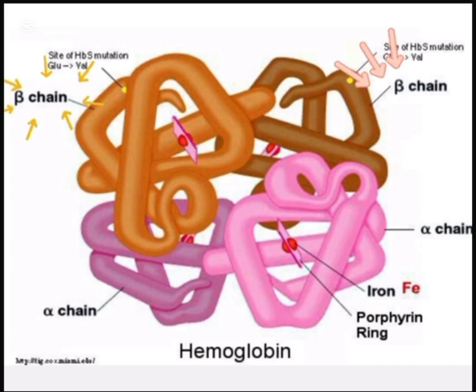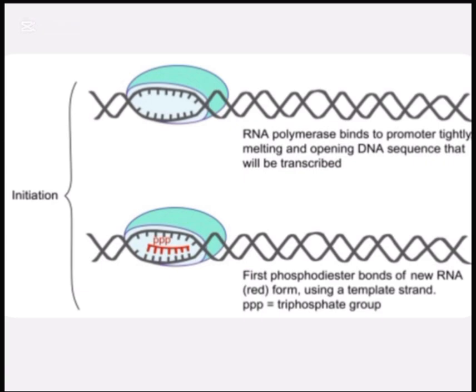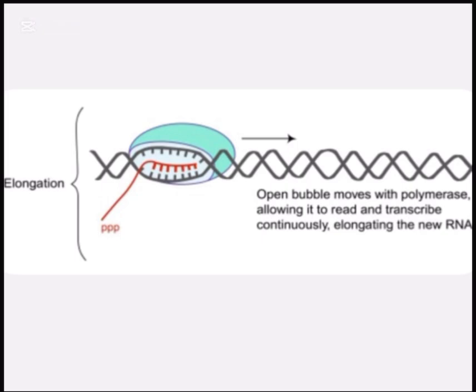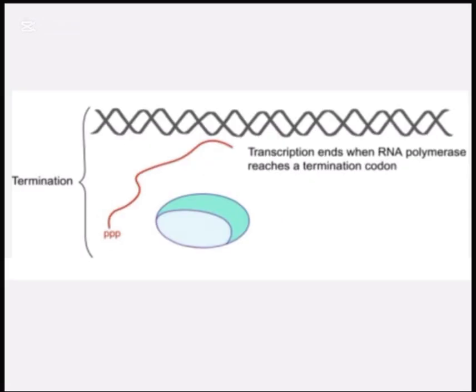Furthermore, during the initiation phase of transcription, RNA polymerase binds to the promoter upstream of the HBB gene using only the template strand read from 3' to 5'. Next, in the elongation phase, RNA polymerase synthesizes a complementary RNA strand in the 5' to 3' direction using ribonucleotides. The RNA strand is antiparallel to the template strand. Lastly, upon termination, RNA polymerase reaches the terminator sequence, releasing the pre-mRNA.